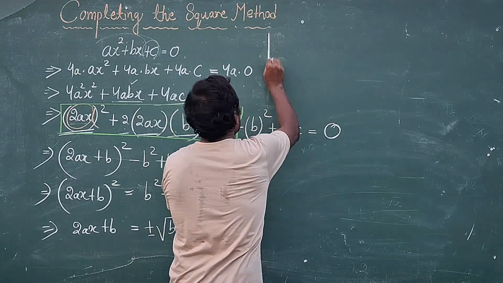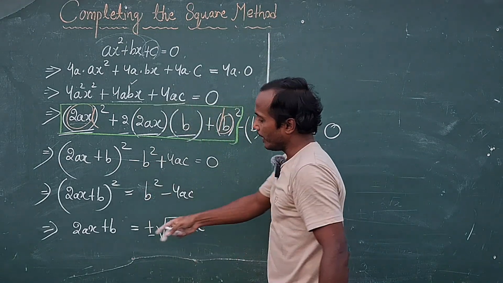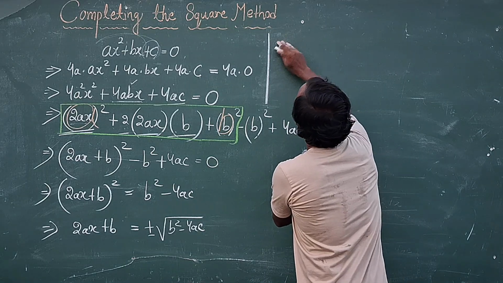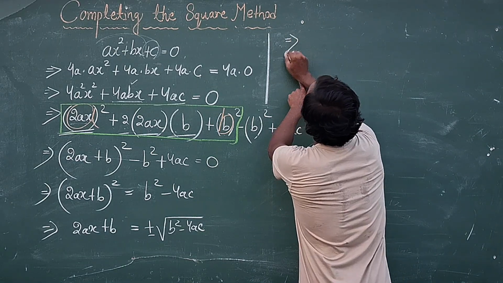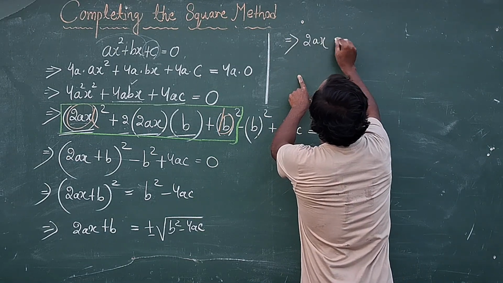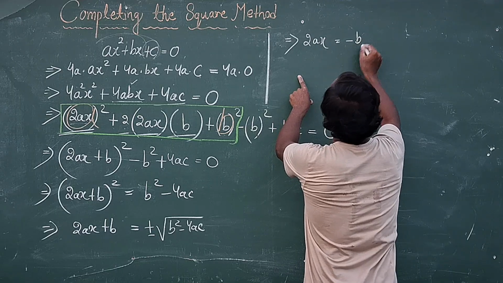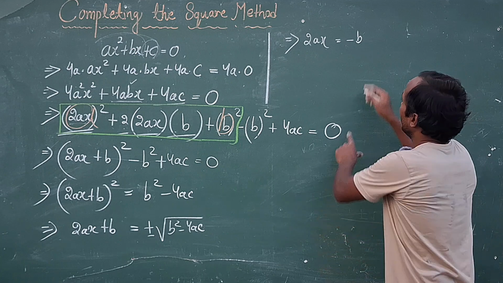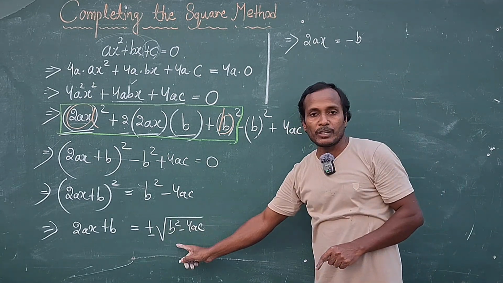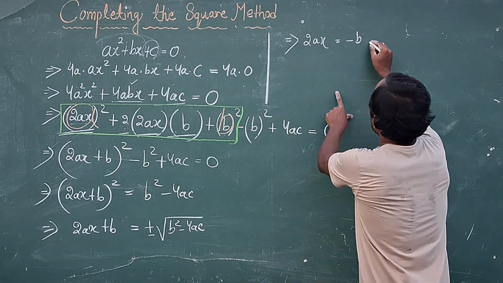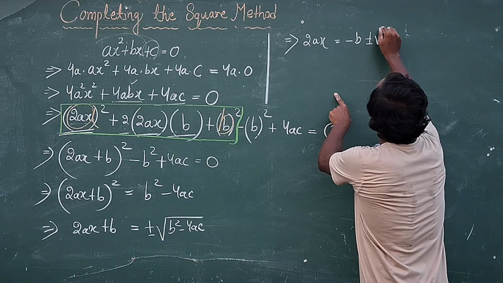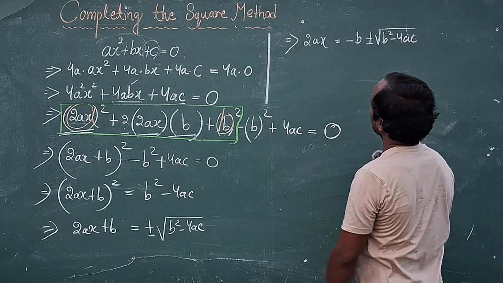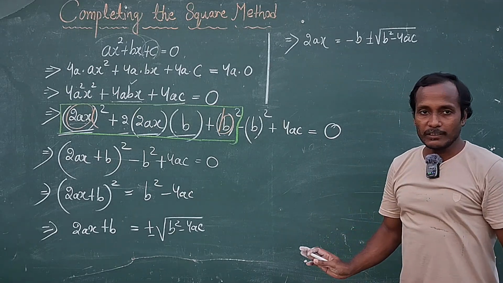Now let's go for the next step. You see, in my next step, I will shift plus b to right side. So I will have 2ax is equal to minus b plus b shifted to right side. So plus b becomes minus b, and already we have plus minus square root of b square minus 4ac. So let me copy that, plus minus square root of b square minus 4ac. Well, up to this it is clear.